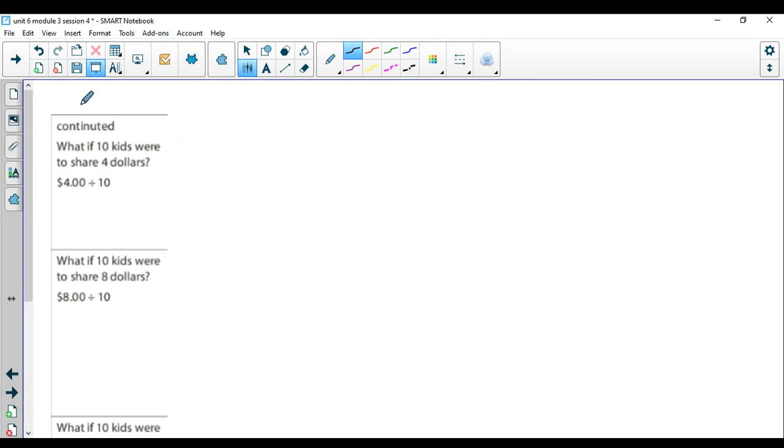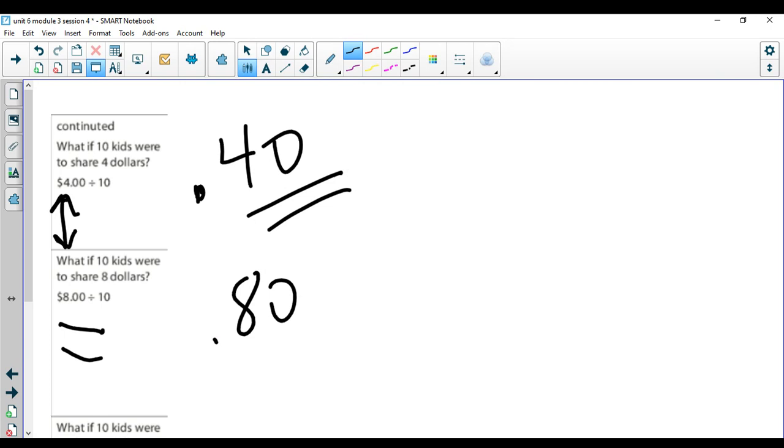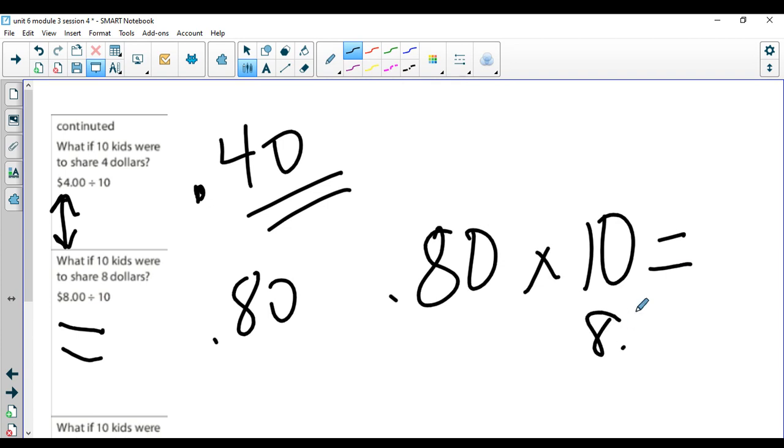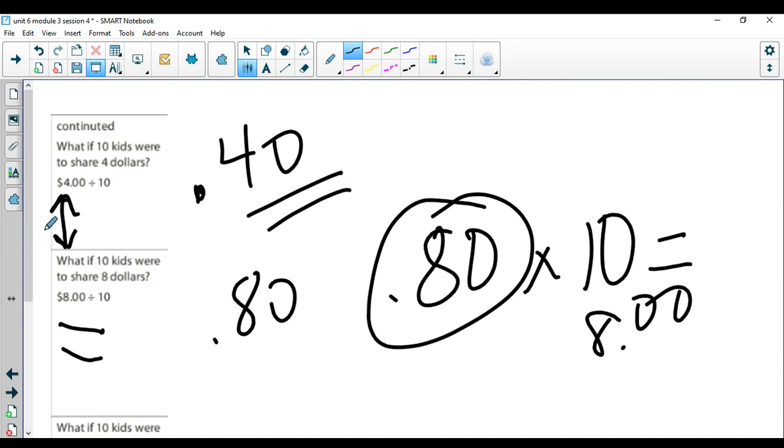Okay, so if this answer was 40 cents, 10 people, what if 10 kids were to share $8? So now we doubled the amount of money, AKA the dividend. Don't you guys, with that said, $8, then wouldn't you just double this? And wouldn't 80 cents make sense? But let's just make sure. If you have 80 cents, take it times 10. That follows the pattern we've been working on. That would be the logical answer. Just double it.